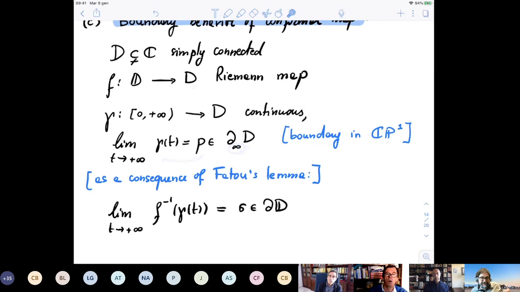then as a trivial consequence of the Fatou lemma, you get the pre-image of this slit. This is called a slit. Now, if you have a continuous map in D which arrives up to the boundary, here is the, let's say, here is the domain. If you have something which goes up to here, it's called a slit.